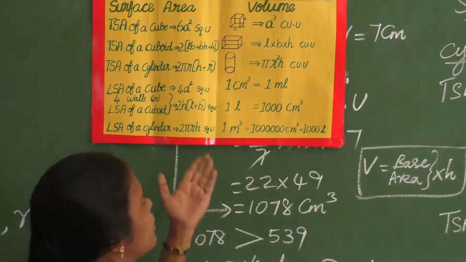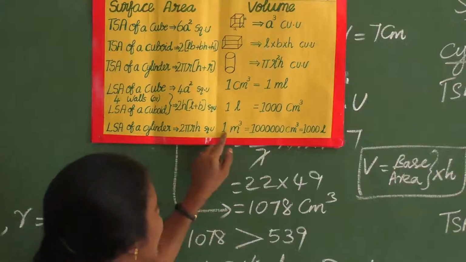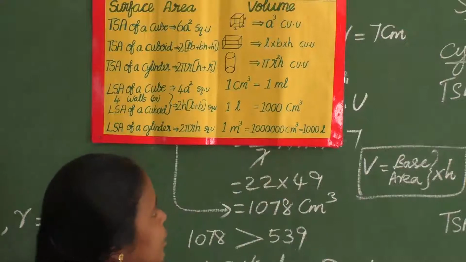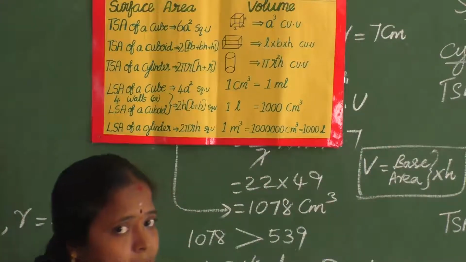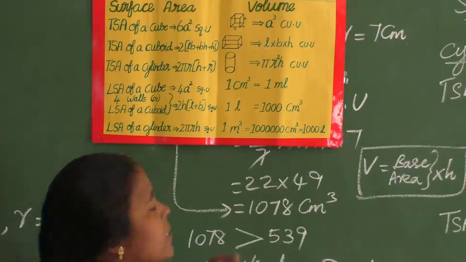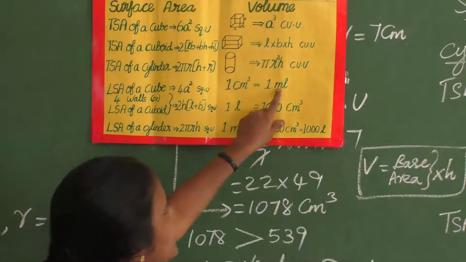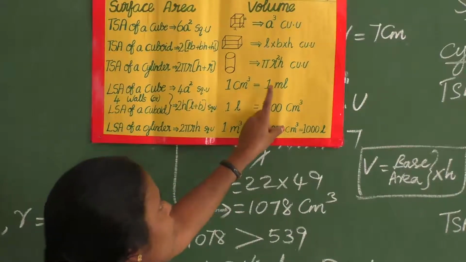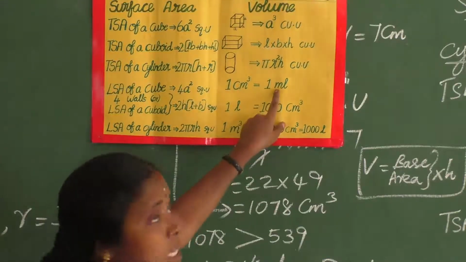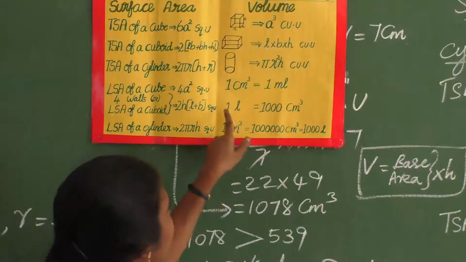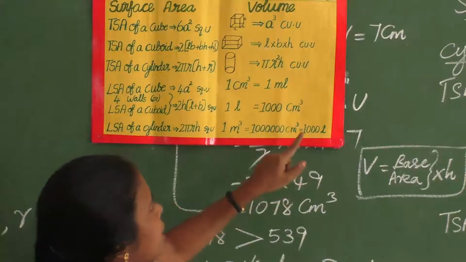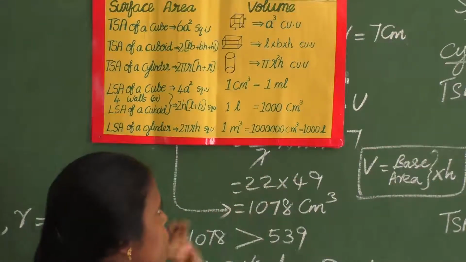That means what is the link between meter cube and liter? 1 m³ equals 10 lakh cm³, nothing but 1000 liters. Don't get confused seeing the many zeros. Just observe and tell. What is the link between milliliter and cm³? 1 milliliter equals 1 cm³. 1 liter equals 1000 milliliters. We know well already. So that can be written in cm³ as 1000 cm³ equals 1 liter. That is one link.